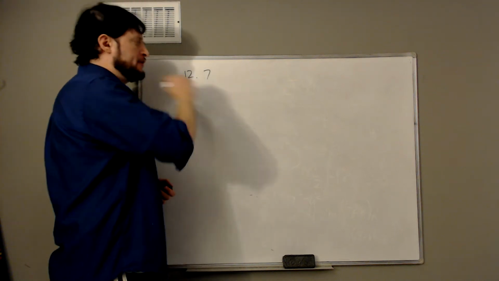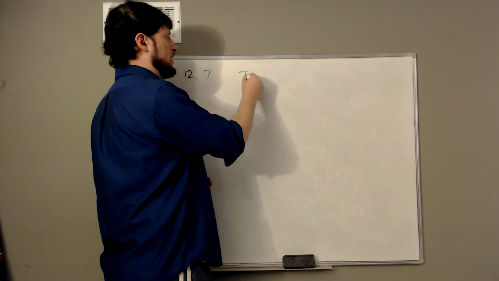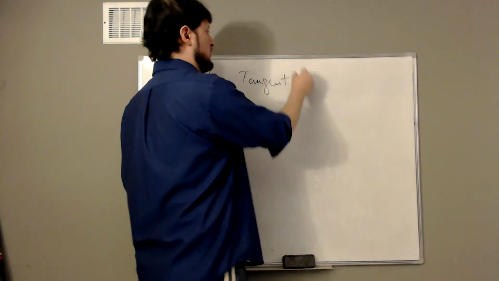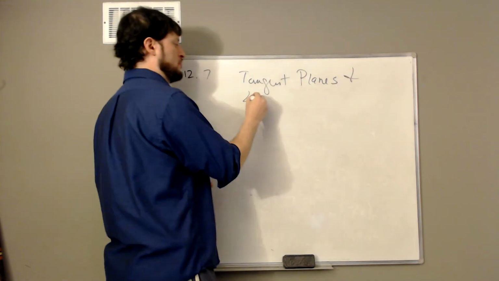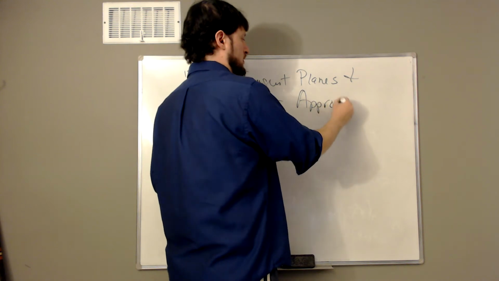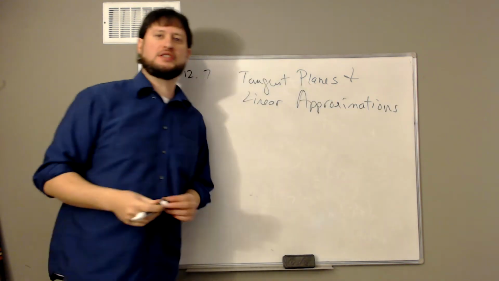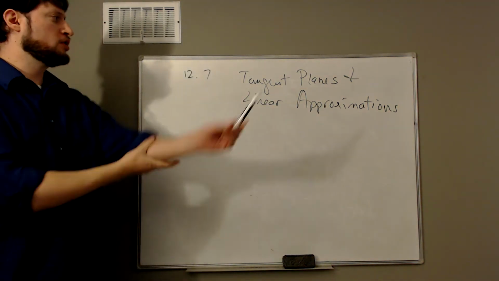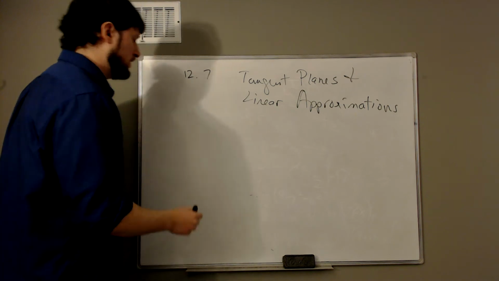All right, so let's today look at section 12.7, which is tangent planes and linear approximations, which really are the same thing. There's really only one idea here. The rest is just notation and language and words and ways that something might be asked. And our goal here is the following.